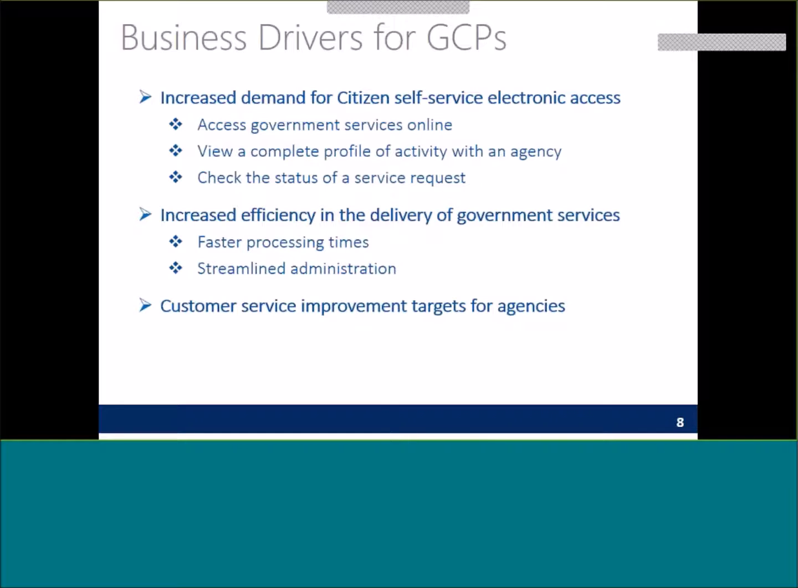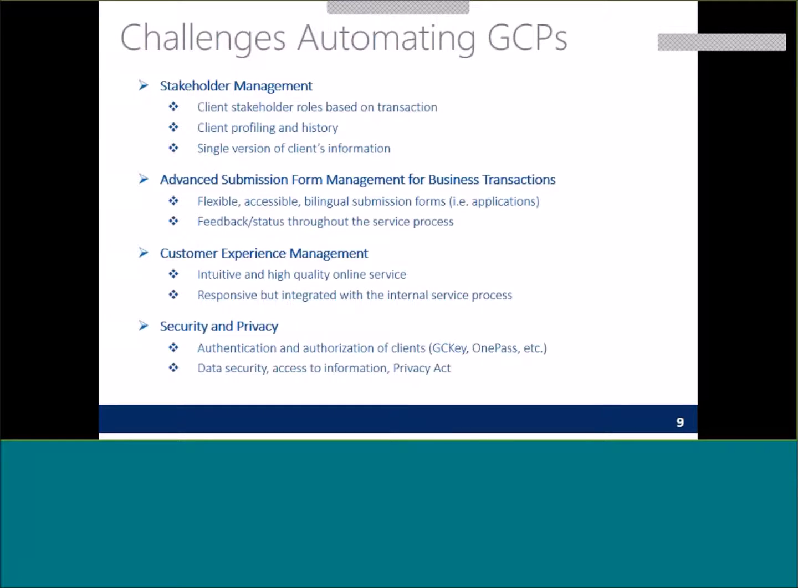So this is a summary of key business drivers for an agency wanting to set up a government client portal. Now let's look at some of the challenges. Stakeholder management, we'll talk a bit more about this, but when people are coming to a government agency through a portal, they often have different roles. They could be an individual applying for a driver's license, or perhaps somebody from an organization applying for a grant who's a signing authority, for example, so has a different role. So in stakeholder management, there's a need to profile clients for the different types of stakeholder roles that they have.